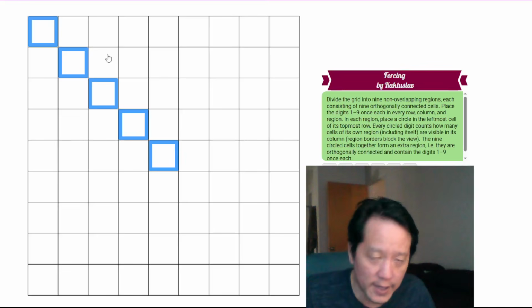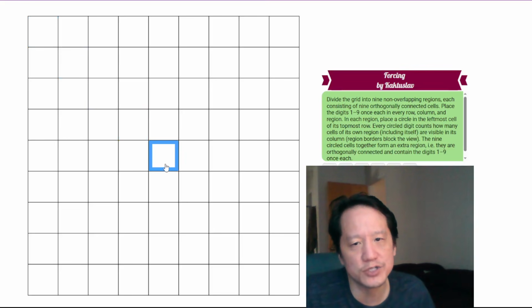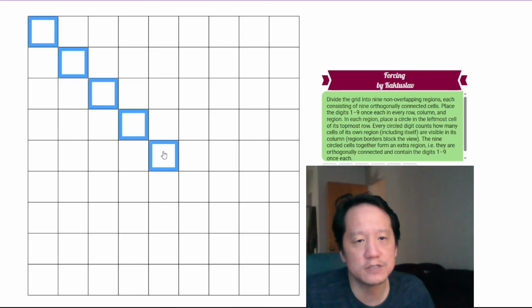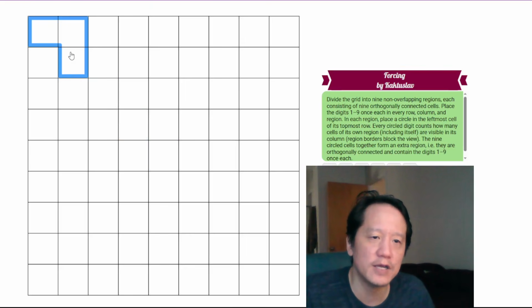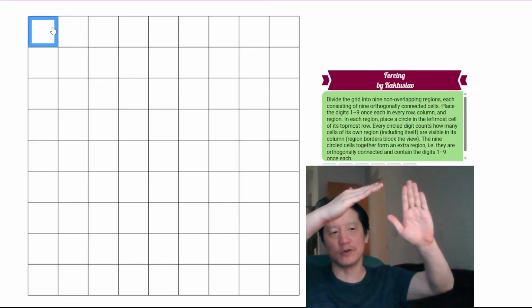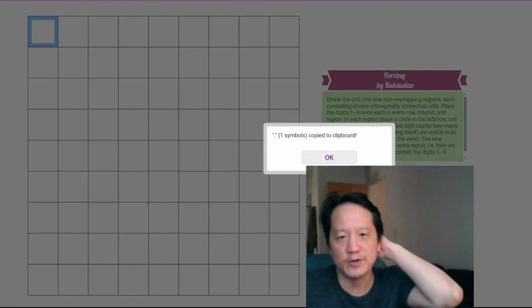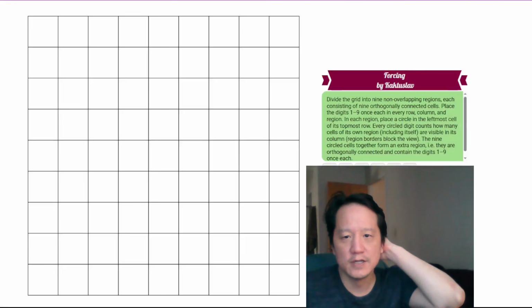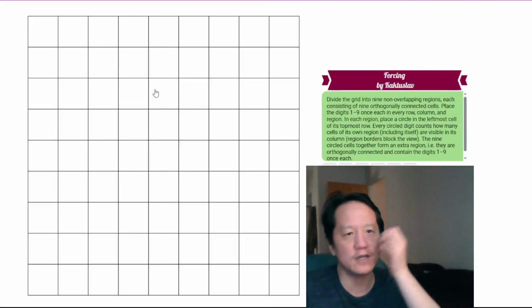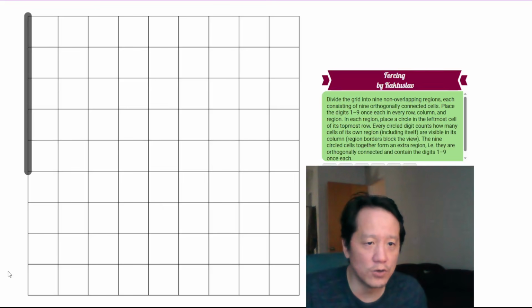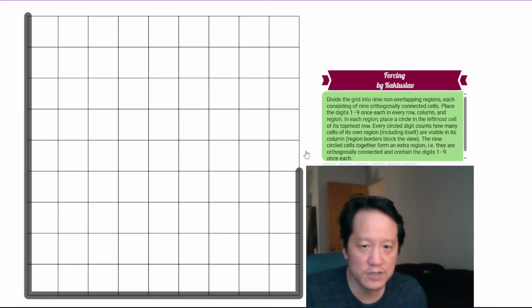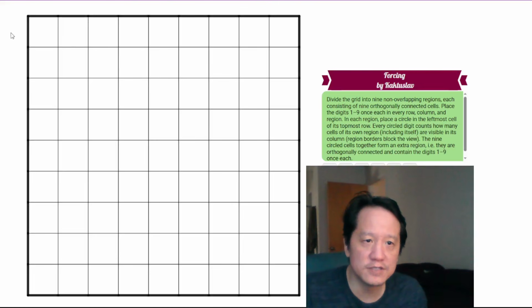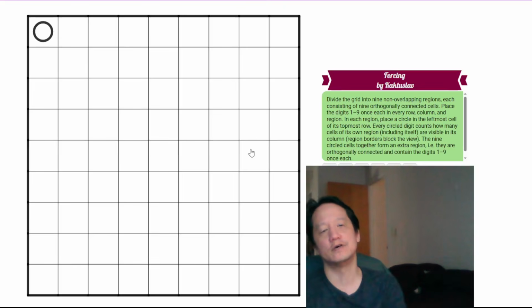Well, the thing with that is, along with another restriction, all 9 regions have to basically be able to get to the upper left. Obviously, the upper left corner is going to be the leftmost cell of the topmost row of some region. So therefore, this is definitely going to be a circled cell.